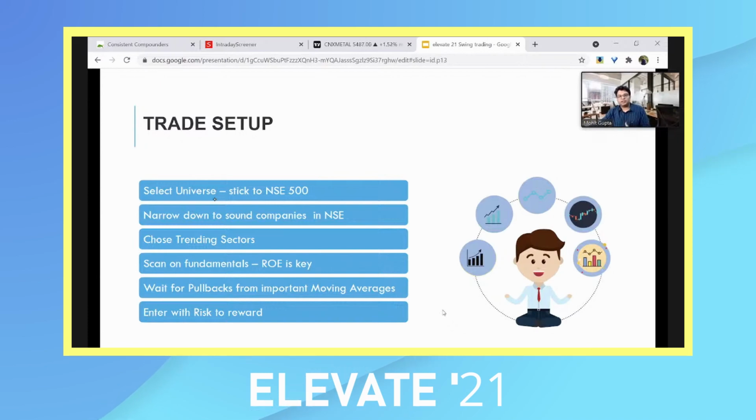And then the important thing is you can either do breakout trading or pullback trading. Breakout is simple. When a stock breaks a range, let's say a 90-day range or a 30-day range, then you can go for a breakout trade on charts. And if it is pulling back from some important moving average, then you can take the pullback trade.